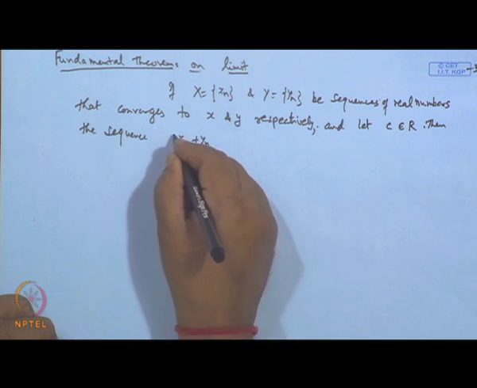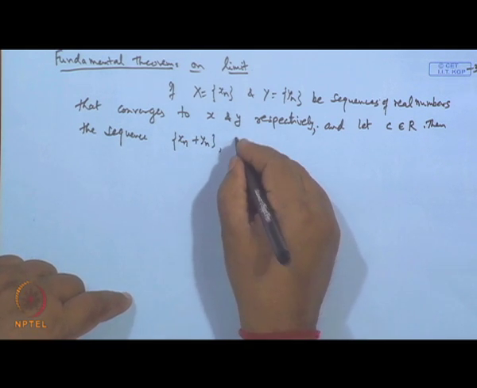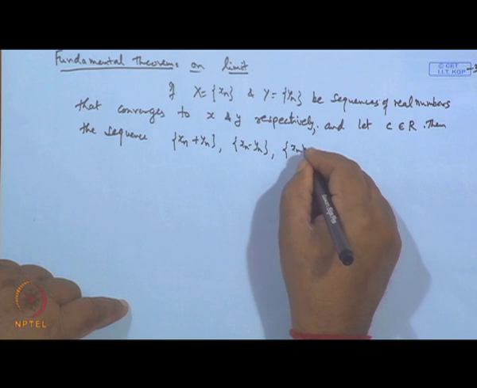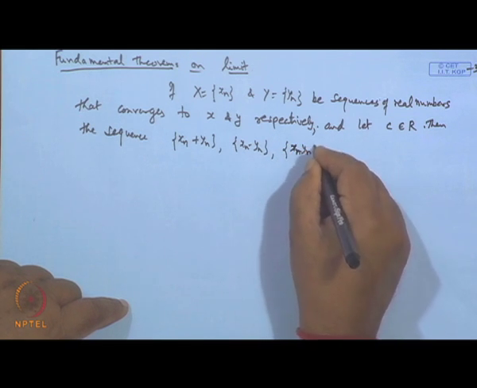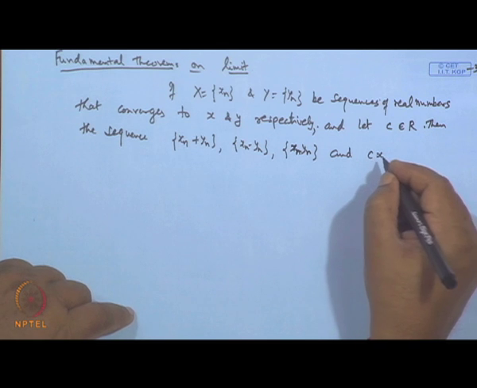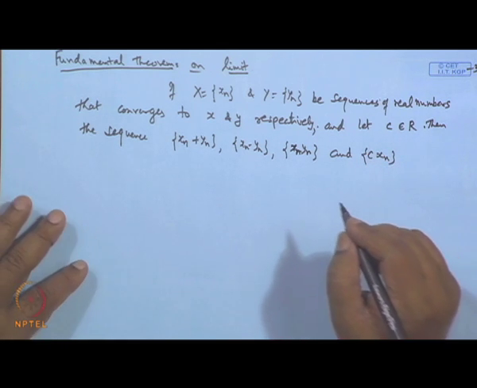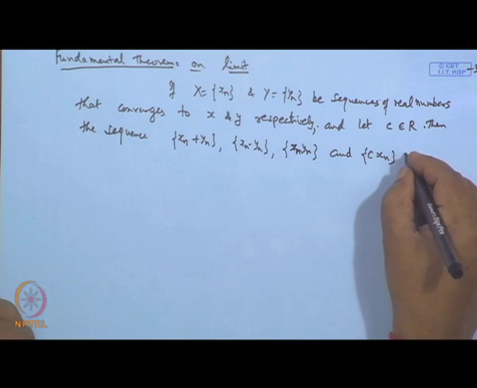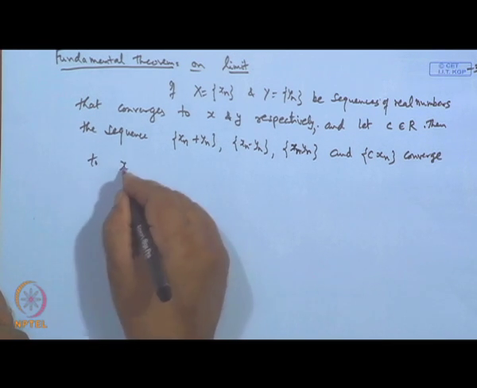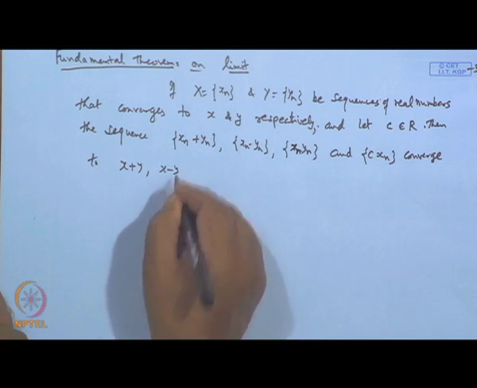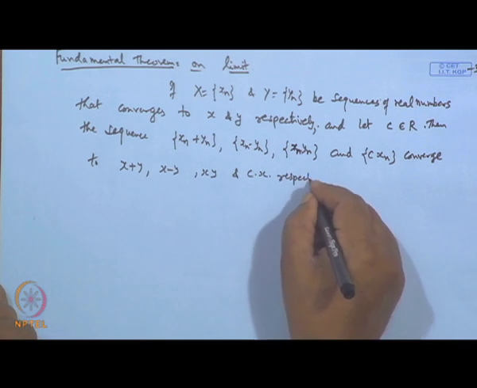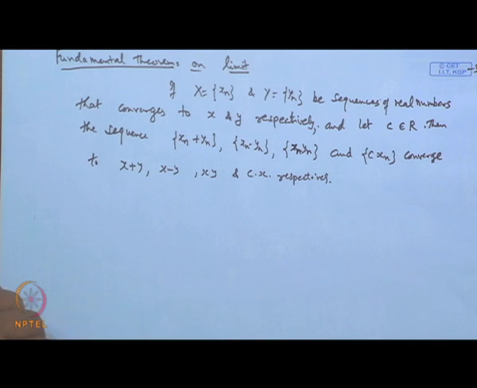x n plus y n, x n minus y n, x n into y n, and c x n will converge to x plus y, x minus y, x into y and c into x respectively. So, let us see the proof.